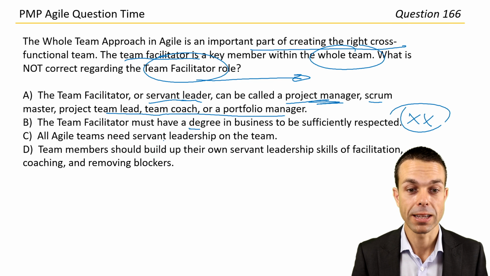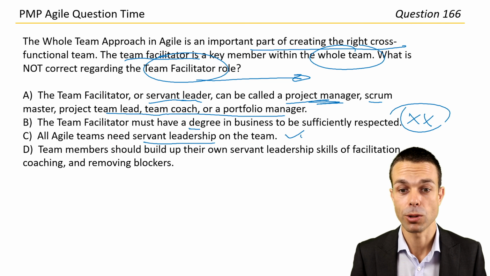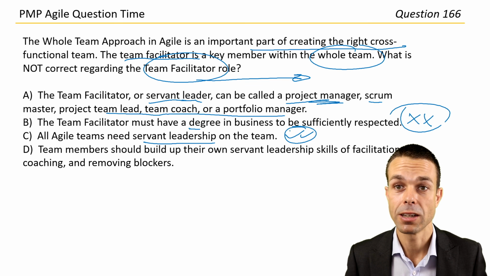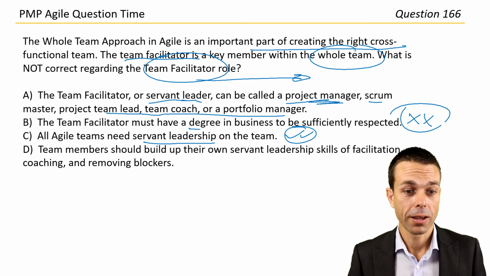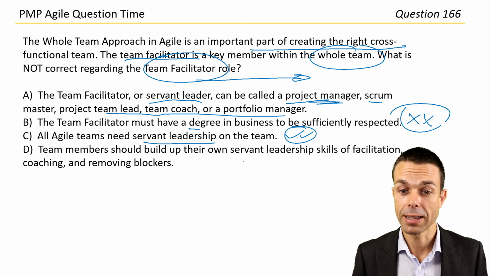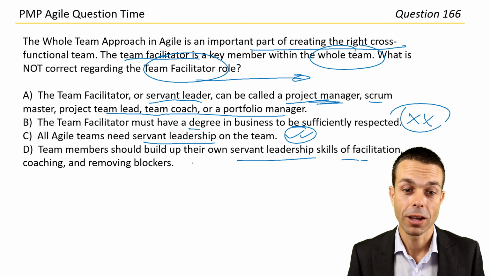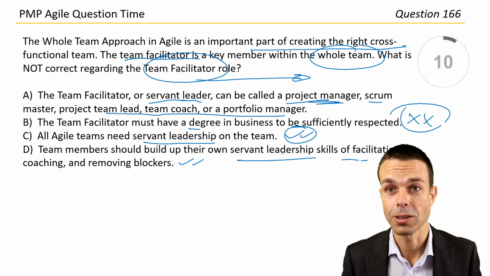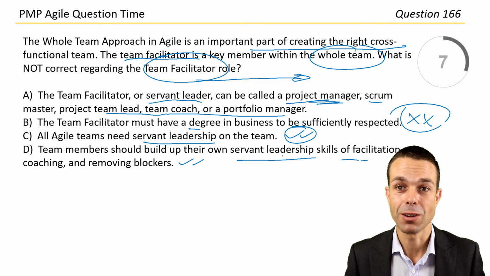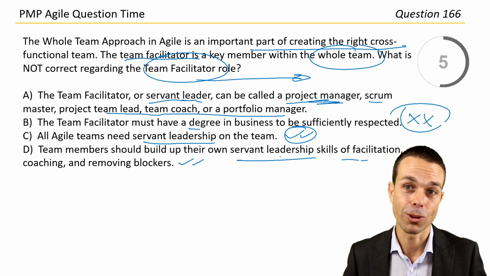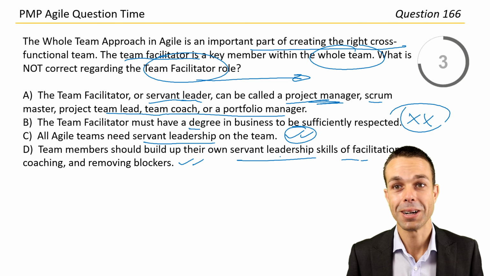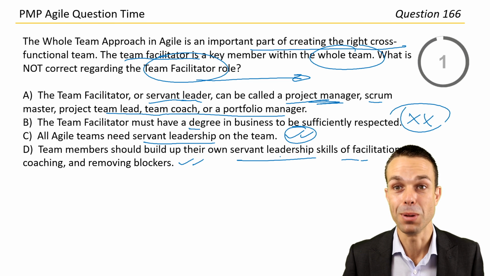Agile teams need servant leadership on the team. Yes, absolutely. And every team member can actually demonstrate those values too. Team members should build up their own servant leadership skills of facilitation, coaching, and removing blockers. That is also true. So we don't want to leave this just to one person. We want everyone to be involved and to embody those servant leadership qualities. So our incorrect answer for this one is B.